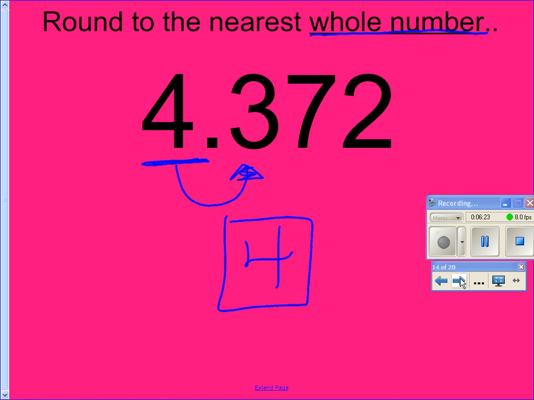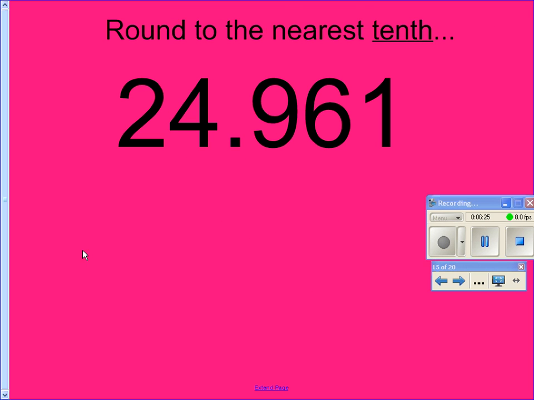Okay, let's do another one together. Then you'll try one on your own. It says round this to the nearest tenth. Again, the tenths place is one place after the decimal. So the 9 looks to the 6. Okay, the 6 is greater than 5, so the 6 tells the 9 to go up.